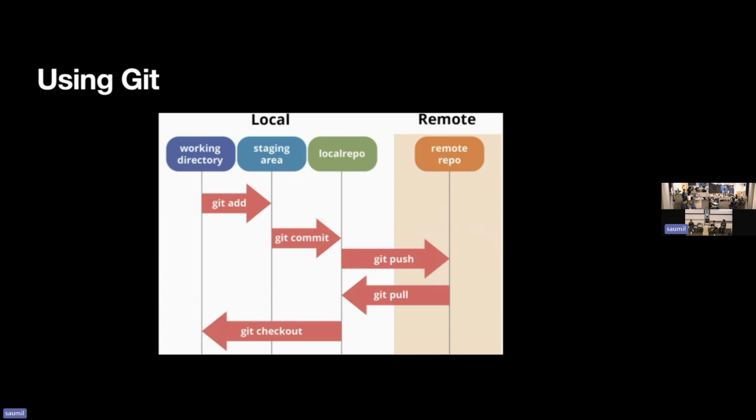So here is a general workflow when you're using Git. Just to be clear, repo is just short for repository. We have two sections over here: local and remote. Local means everything that happens on your computer, and remote means everything happening on whatever Git hosting platform you're using. In this case, we are using GitHub.